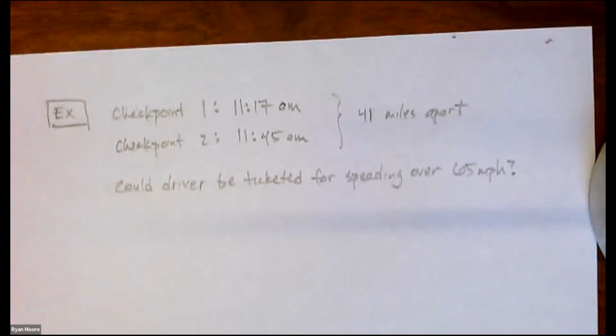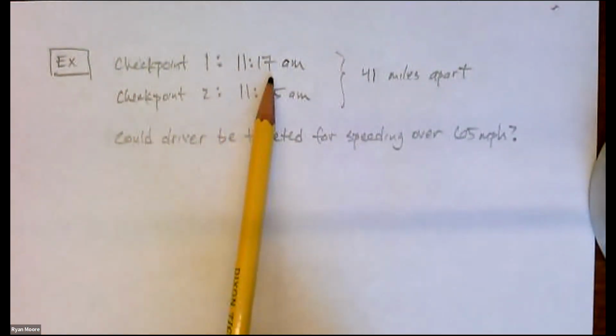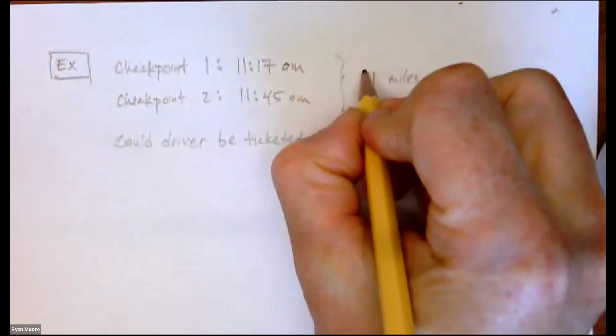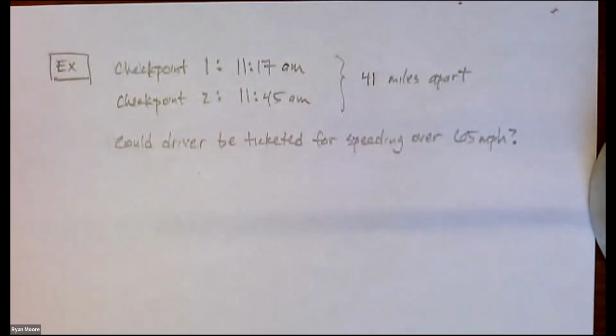I tried to just summarize that information here. So he passed checkpoint 1 at 11:17. He passed checkpoint 2. It doesn't even mean he stopped. He could have just driven through, if you will. And those are 41 miles apart. Could he be ticketed for going over 65 miles an hour? And the idea is, would the patrol know that he must have gone over 65 miles an hour at least one time during that trip?